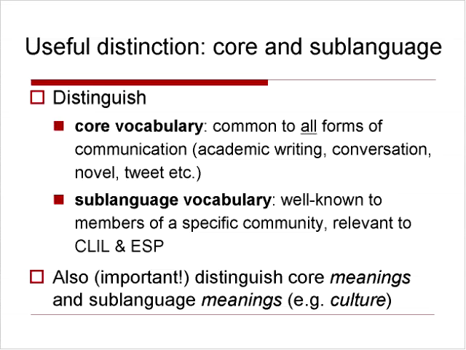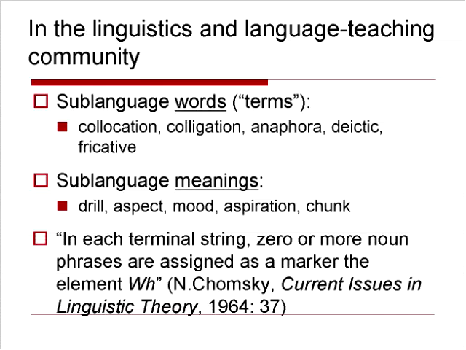And there's one other important point here, which is that words also have core meanings and sublanguage meanings. I've given the example here of the word culture, because culture has a general core meaning, you know, culture, the arts, and so on. But it also has a sublanguage meaning. It's used by biologists, isn't it? They talk about making a culture, and that's rather a specific meaning.